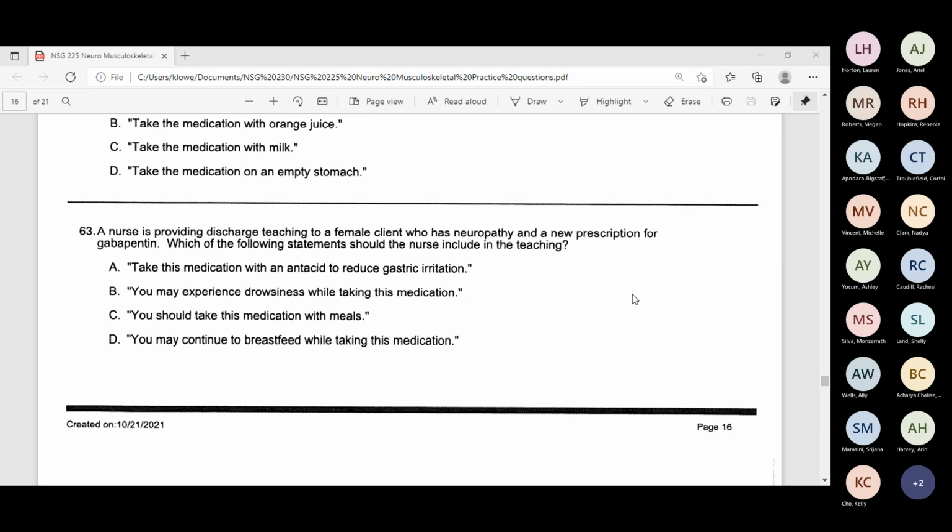Nurse is providing discharge teaching to a female client who has neuropathy and has a new prescription for gabapentin. Which of the following statements should the nurse include in the teaching? Drowsiness. Yes. So gabapentin, Neurontin is a brand name. It can cause extreme drowsiness.